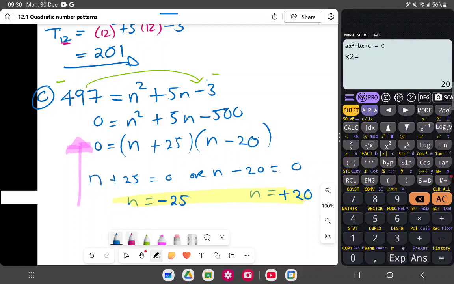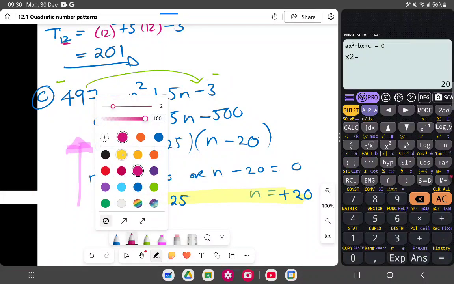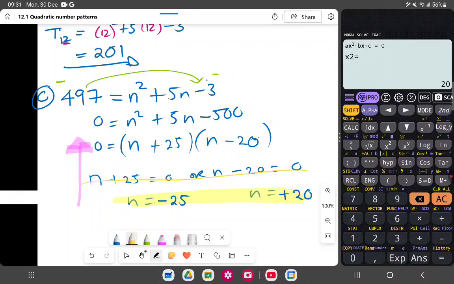Now I need you to know that this line here is not necessary. You don't have to write that, but you have to write that, and you have to write that. So I just showed you how to get your answer from the calculator without going through the table method and breaking your head. Okay, so n equals negative 25 or n equals positive 20.